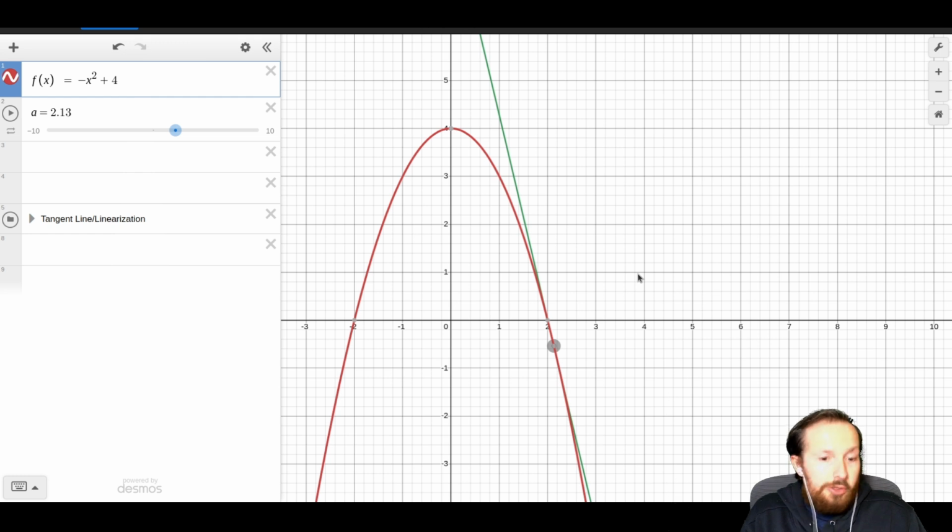So there you go. Hopefully now it makes more sense why the second derivative has to do with this concavity in this curvature. It's really just measuring the slope of the slope.